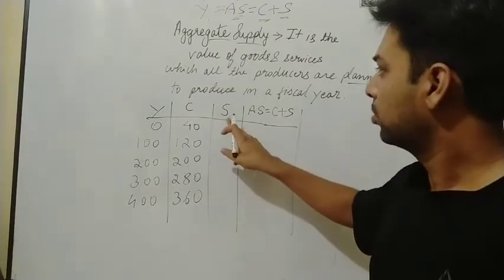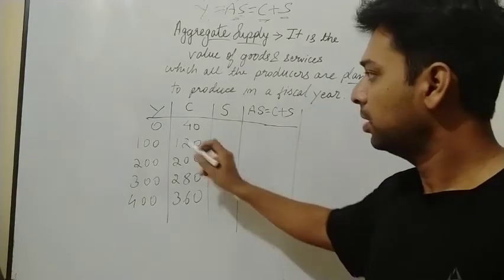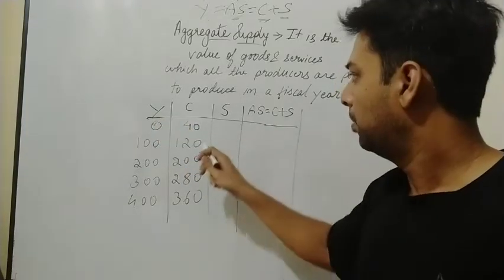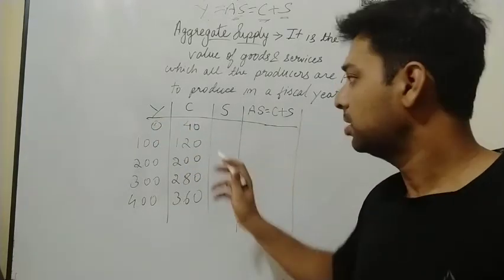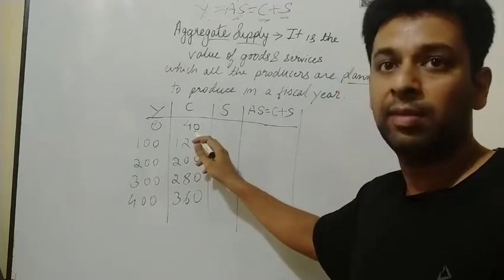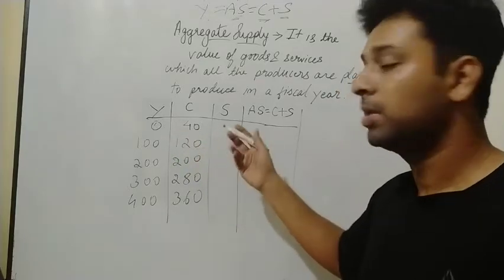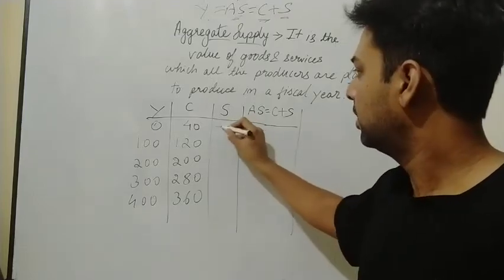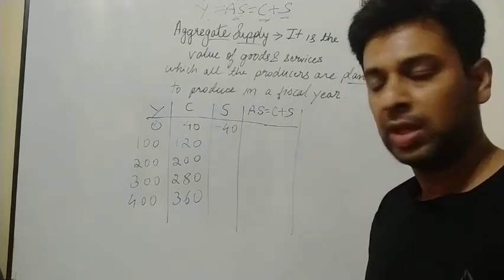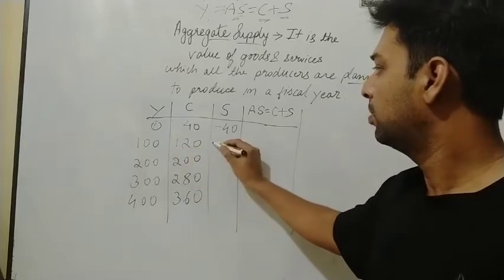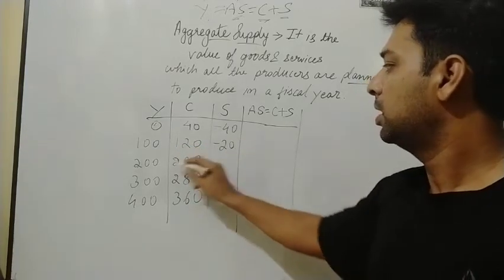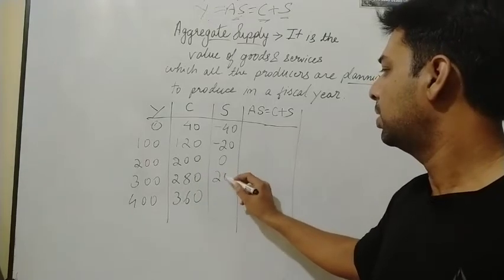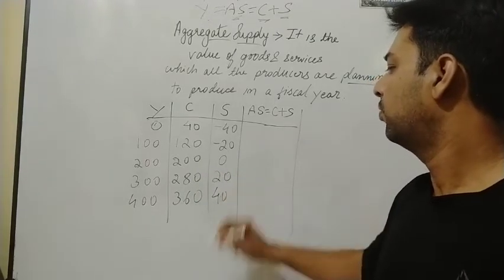Fine, let us calculate this first. What is saving? You are earning nothing, you are earning zero, but your consumption is 40. So at zero level of income, 40 is your consumption. That means you're taking out that money from your saving. So write it as minus 40. Okay, similarly here it will be minus 20. Here it will be 0. Okay, then here it will be 20, and here it is going to be 40.